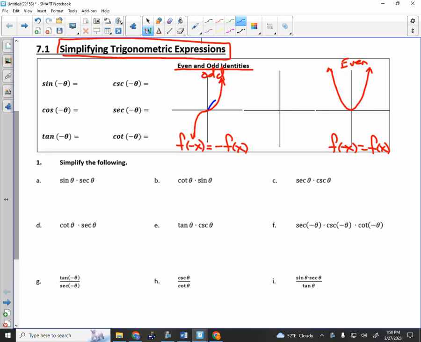Well, it turns out that if you graph sine, it is an odd function because it can be spun around the origin. Whereas if you graph cosine, cosine is even because it can be spun about the y-axis. So therefore, we say that cosine is even and sine is odd. So if sine is odd, what happens to the negative? Moves out front, negative sine of theta. And the same thing will happen with cosecant.